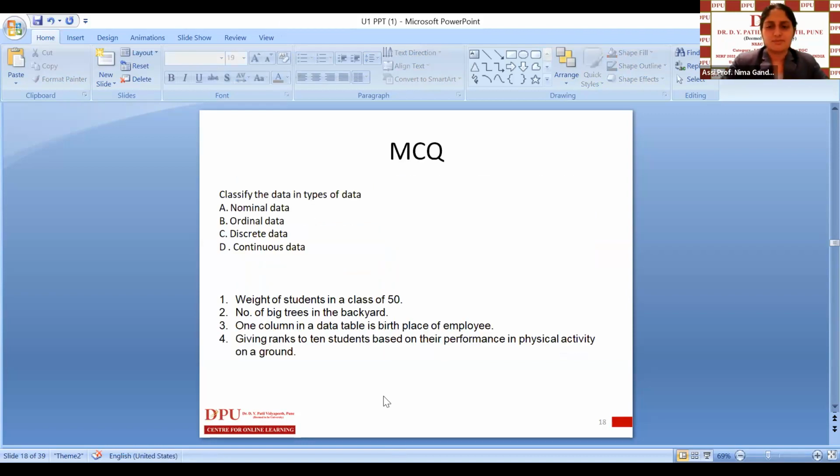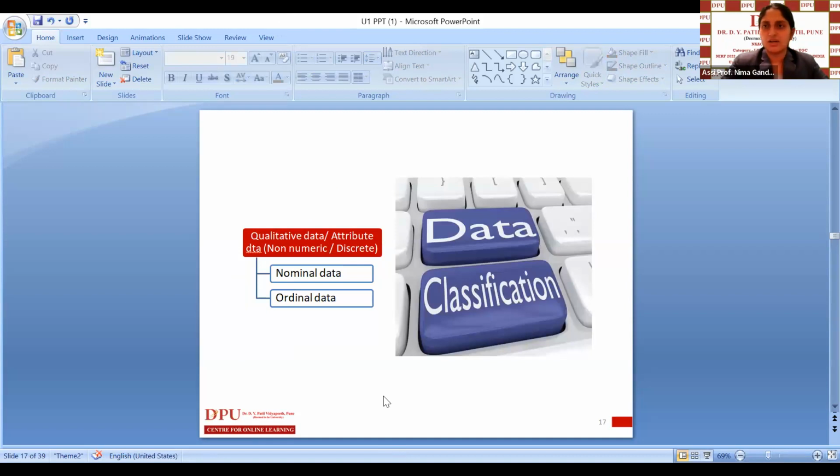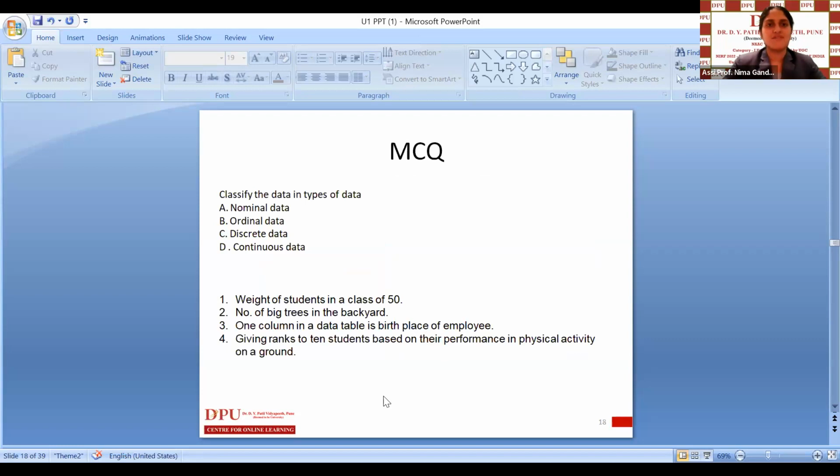So I have explained already about the nominal data and ordinal data. What type of data is nominal data? Nominal data is the qualitative data which you cannot arrange in any order. All the titles or categories in that nominal data have equal importance. Ordinal data is also non-numerical data, but you can arrange it in order. Now classify the data into types: ordinal, nominal, discrete, and continuous. I have taken 4 examples, so you write down the answer in the chat box.